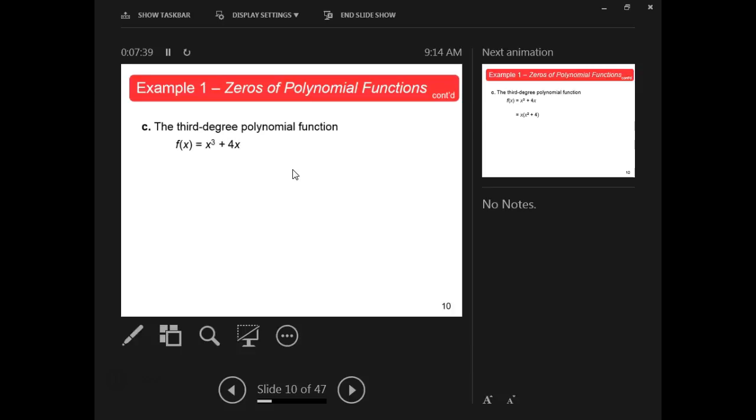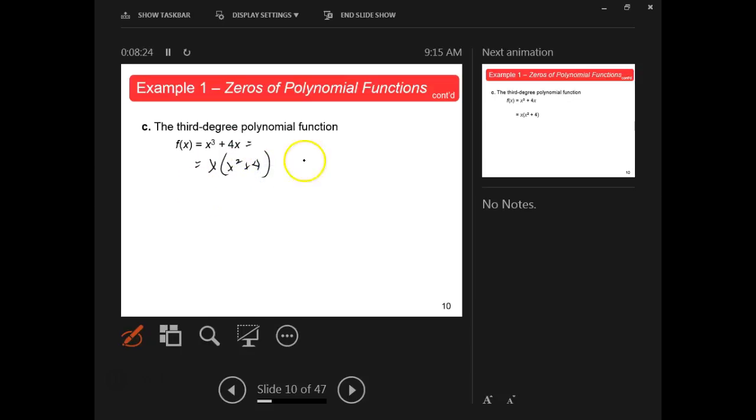Let's see if we can squeeze this one in. Third degree polynomial function. How many zeros in the complex number system? 3. How many in the real number system? Well, what would be the first thing you'd do? If you set that equal to 0, what would be the first thing you would do? Factor! x times x squared plus 4.